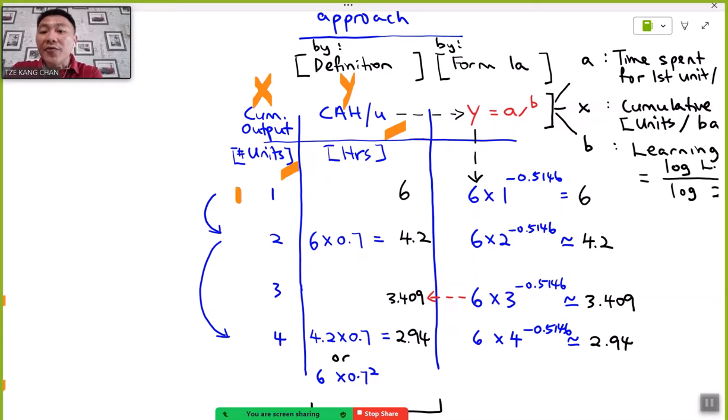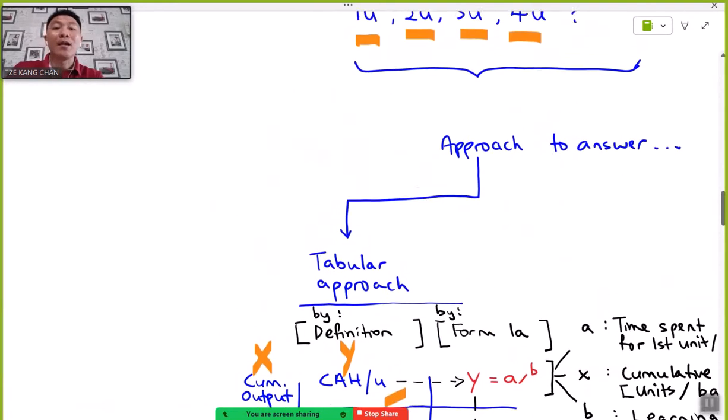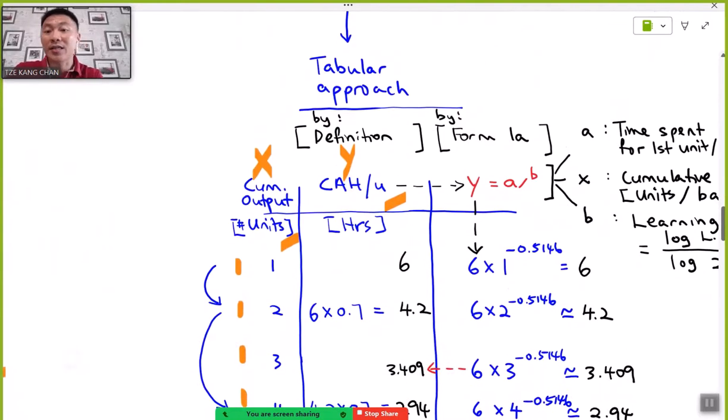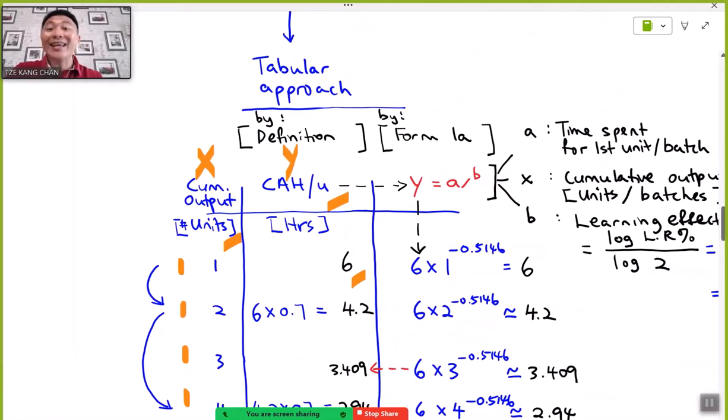Given the 4 levels of output as required by the question, we always start based upon the figures given: the time spent on making the first unit of the product, which was 6 hours. This is not only the time spent for the first unit, it is also the average time spent per unit if the quantity is just 1.